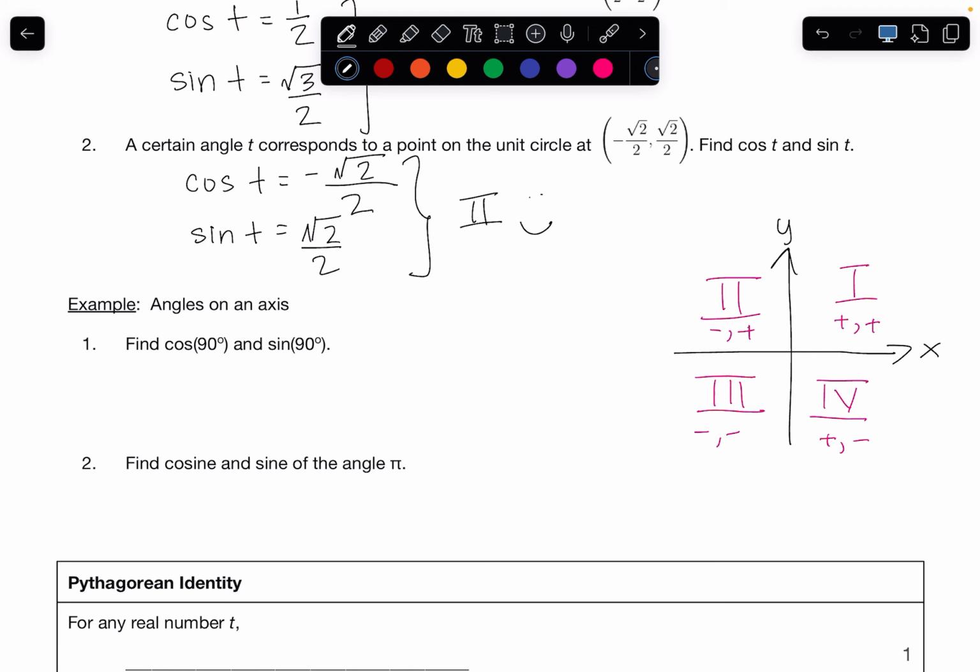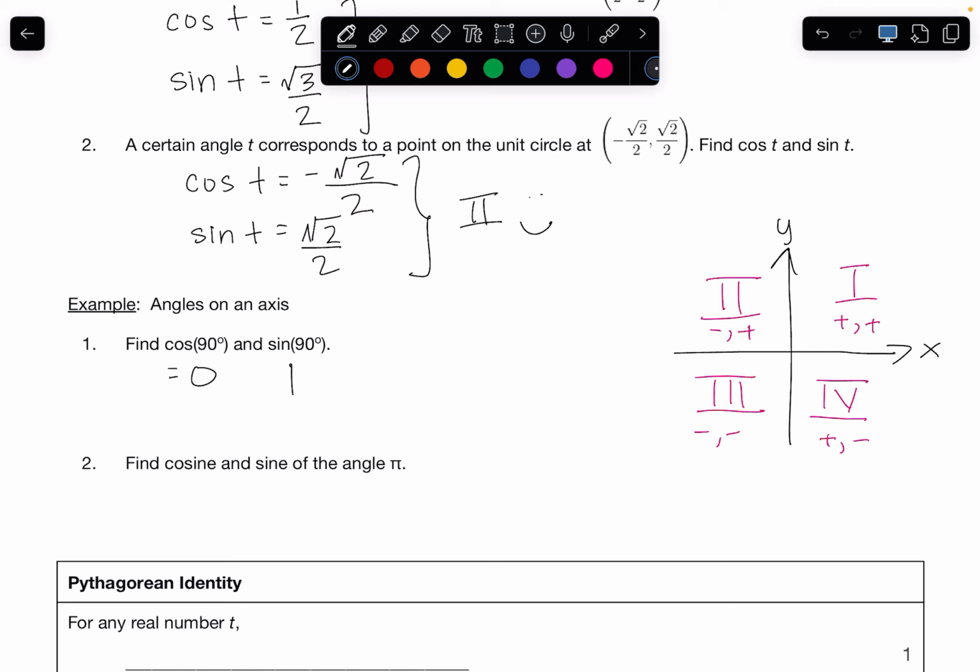Okay. Angles on the axis behave the same way. Those points are still cosine comma sine. So if I am at 90 degrees, go back to your bell ringer. What is the x coordinate at 90 degrees? 0. Cosine is 0 at 90 degrees. What about sine? 1. Good.